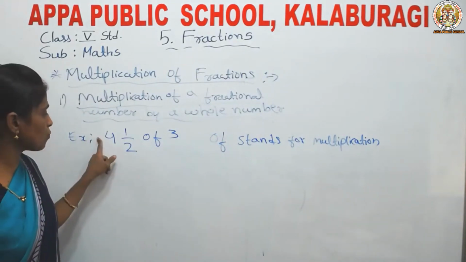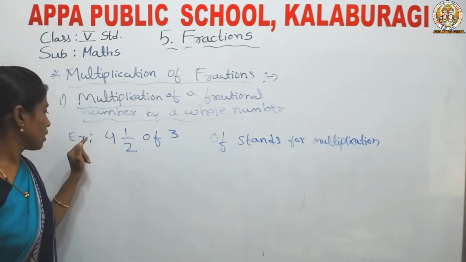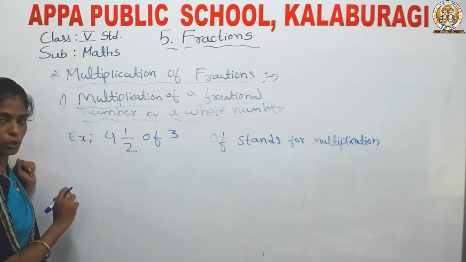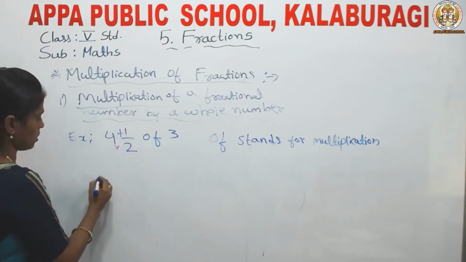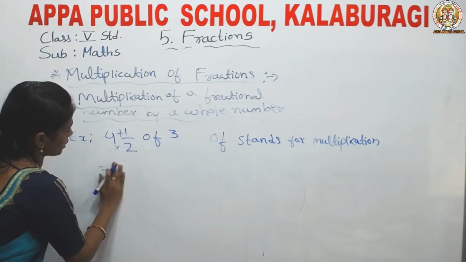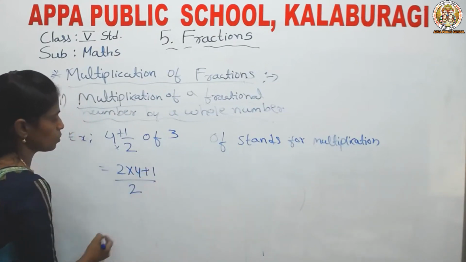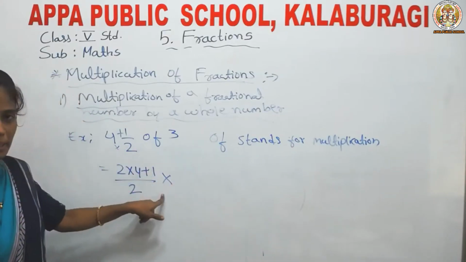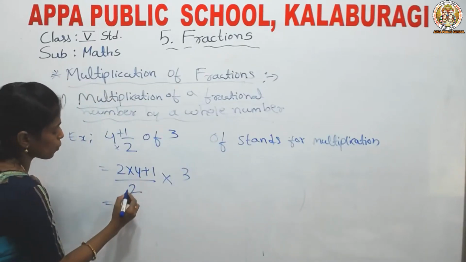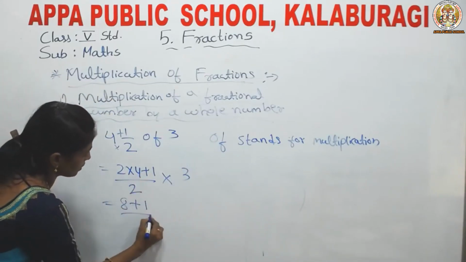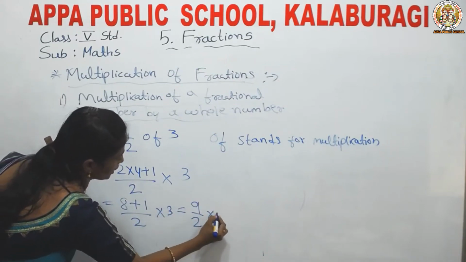First, we should convert the mixed fraction into an improper fraction. How to do it? Multiply this number and add this number. 2 into 4 plus 1 divided by 2. In place of OF, you can use the multiplication sign. Here is 3. That is 2 4s are 8, 8 plus 1 divided by 2 into 3. That is 9 divided by 2 into 3.